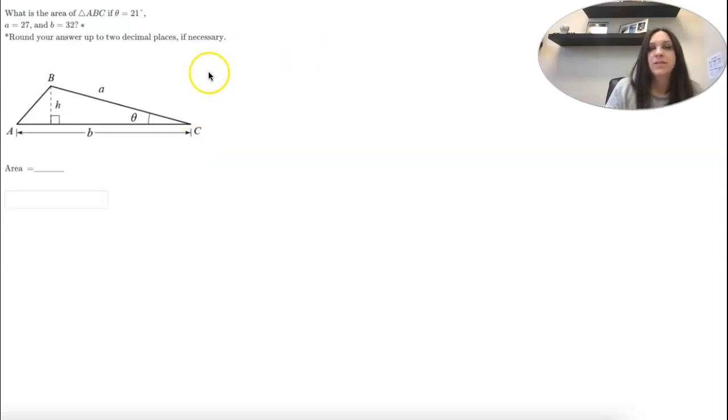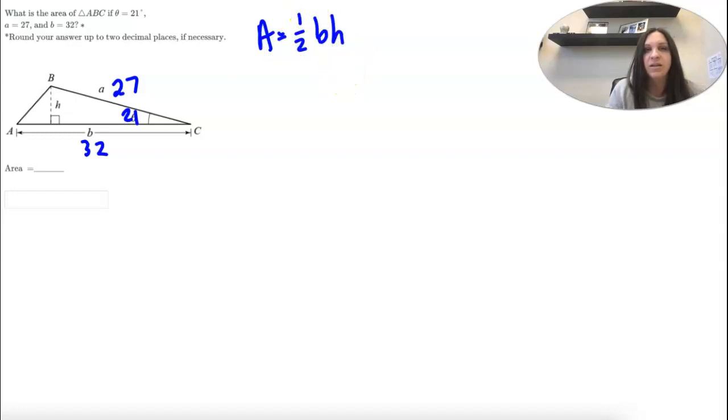So in this section we're using trig to solve. Right now we want to know what's the area of triangle ABC if theta, that's our angle, is 21 degrees, A is 27, and B is 32. Alright, so first off, area of a triangle is 1/2 times the base times the height.